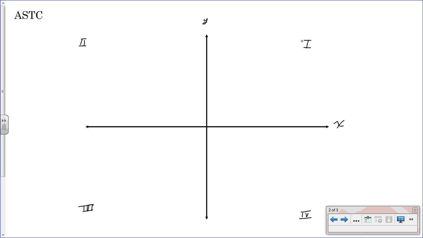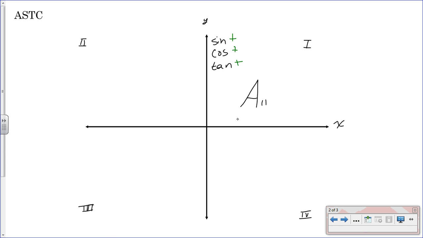Now, in quadrant 1 is the A. What the A means is all, meaning all 3, well, 6 actually, all the trig functions are positive. Sine's positive as well as cosecant, cosine's positive as well as secant, tangent's positive as well as cotangent.